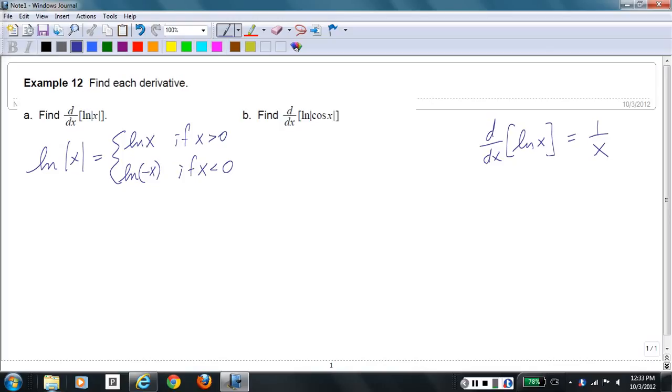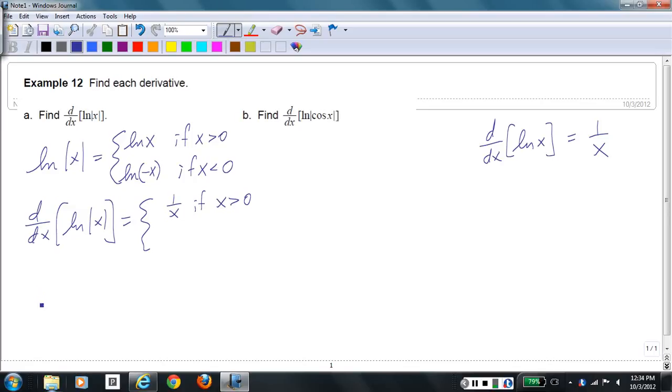So what we want to do is differentiate this on each of these open intervals: the open interval from 0 to positive infinity, and from negative infinity to 0, and come up with an expression for each one. Well, we got an expression for the first one based on what we did last time. So this is going to be 1 over x if x is greater than 0. That's the natural log function, and it's a normal domain, x is greater than 0.